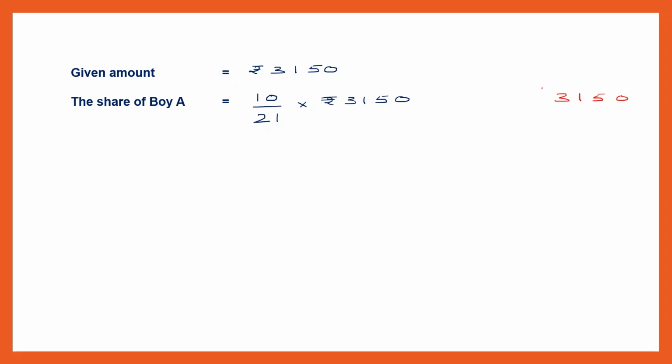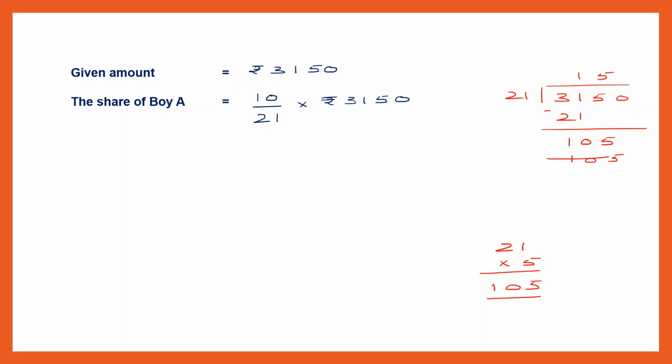3150 divided by 21. So 3, we can't do 31. So 21 ones are 21 minus 0, 1, 5. So we have 105. Now let's try 21 into 5 because it's ending in 5 there, isn't it? So 5 ones are 5, 5 twos are 10. Okay, so we got 105. So 25 fives are 105. So here the remainder is 0, and then we bring down the next number, which is a 0.